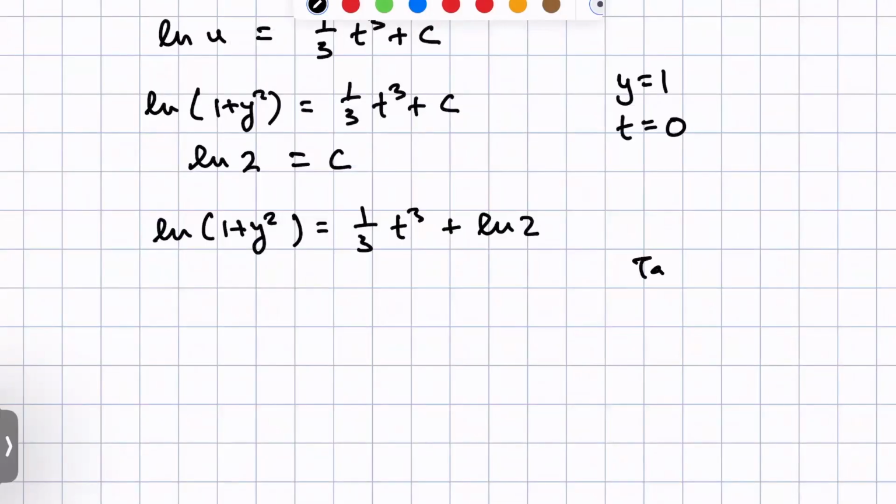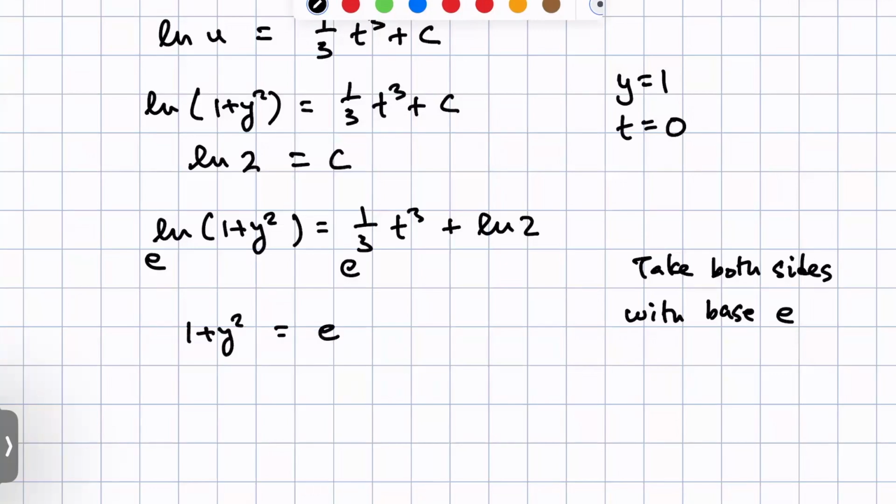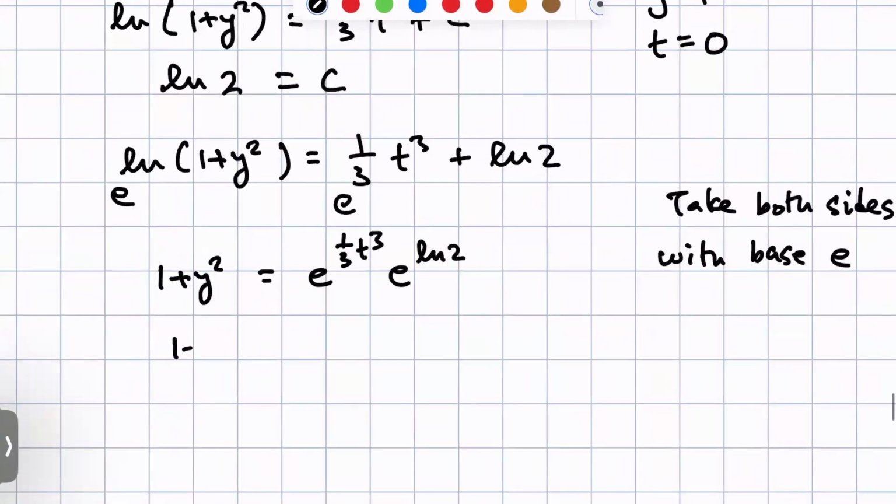I'm going to take e to the both sides, with base e. So I have an e here and then I have an e here. So the e and the log cancel each other out. So I have 1 plus y squared is equal to e to the negative 1/3 t cubed. I'm going to separate this e to the log 2 because e to the log 2 is just simply 2. So this number right here becomes a 2, so I get 2e to the negative 1/3 t cubed.